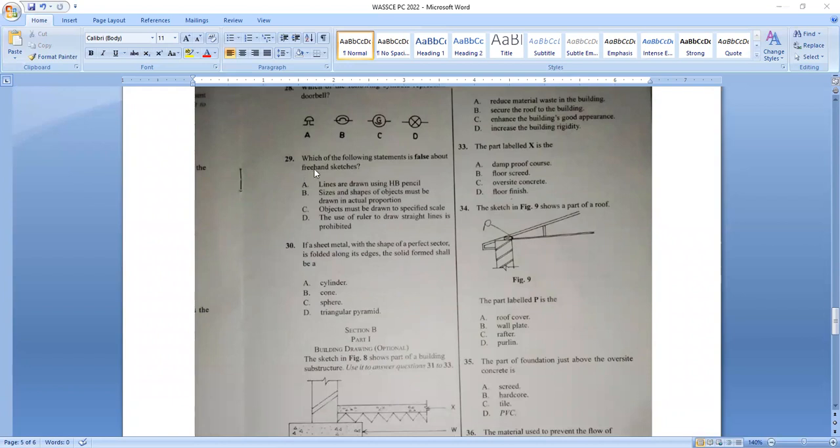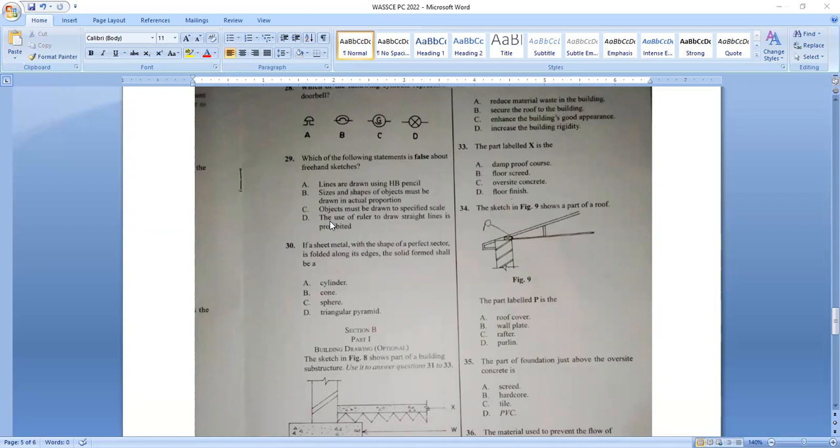Question 29. Which of the following statements is false about freehand sketches? So the answer to this question is option C, which says that object must be drawn to specified scale. We don't do that. We can draw the lines with the use of HB pencil. Sizes and shapes of the object must be drawn in actual proportion. The use of ruler to draw straight lines is prohibited.